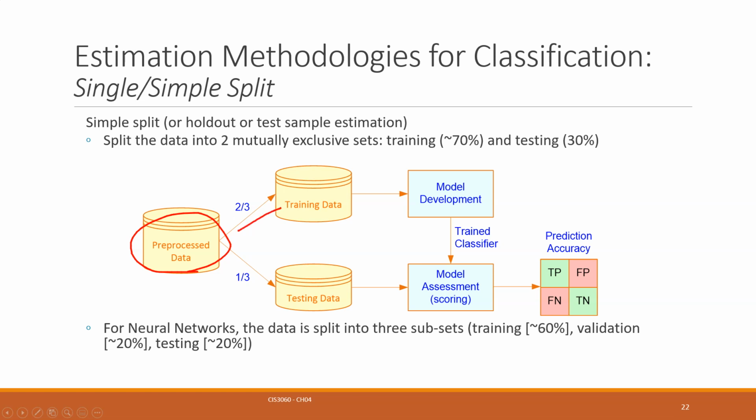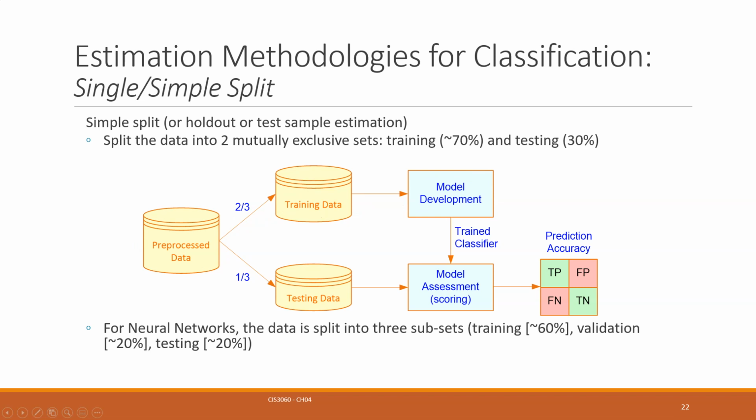We take 2/3 of it and we use this as training data. This training data helps us develop our model. This is plugged into our data mining algorithm, and then some type of structure, usually in an algorithm, is created based on this training data. And that is our model.